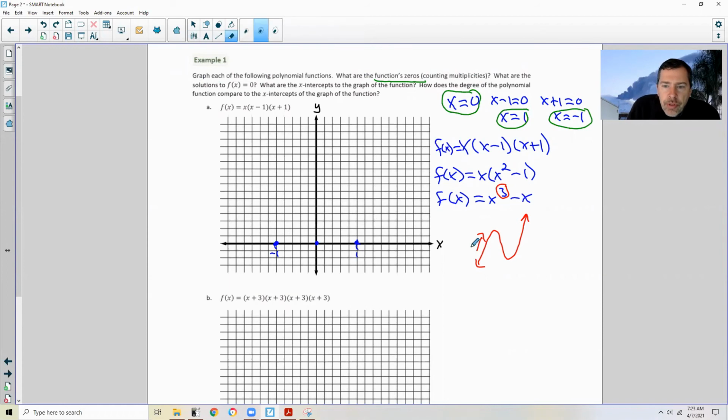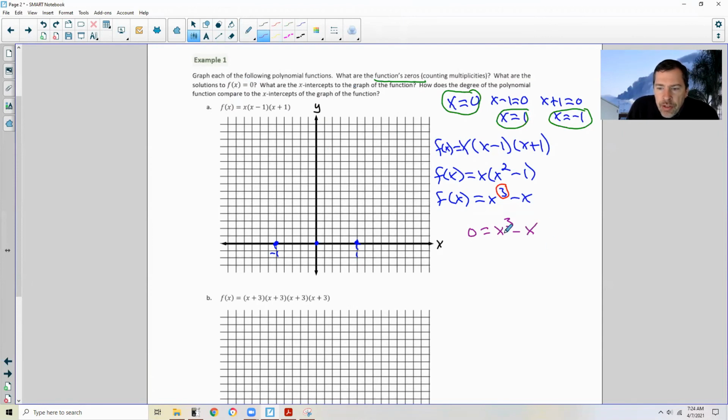So what makes f of x 0? In other words, 0 equals. So then you would say f of x equals 0. So then you would say, what am I doing? Then you would say 0 equals this function here, x cubed minus x.